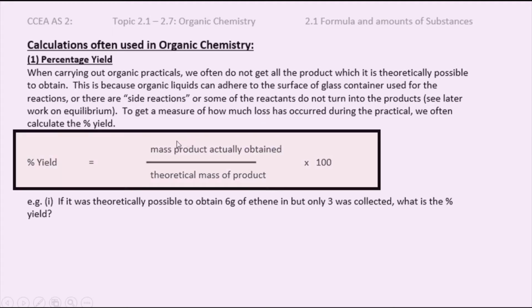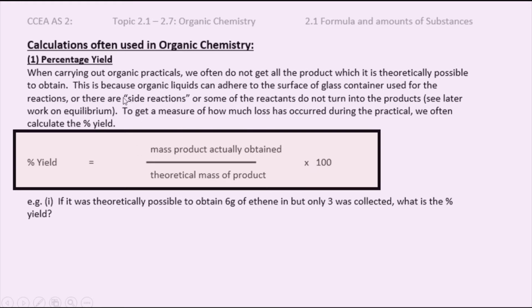Now, the equation for it is this. You can see it there at the top of page 21 of your booklet. Percentage yield equals the mass of the product actually obtained divided by the theoretical mass. So you get a fraction of what you got over what you think you should have got, and then to turn it into percentage, multiplied by 100.